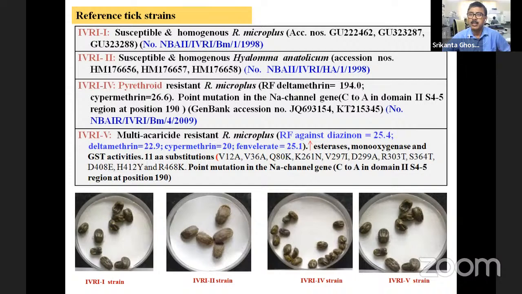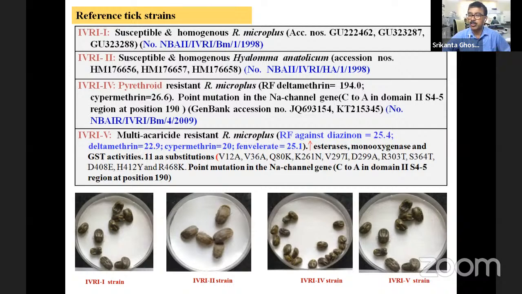Hyalomma anatolicum is another tick species. This is also transmitting disease. Those of you from Gujarat may have some idea, as you have read the newspaper reports some 6-7 years back about tick-borne CCHF, Crimean-Congo hemorrhagic fever, which is transmitted by Hyalomma anatolicum. And like malaria in humans, R. microplus transmits Babesia species in cattle. Another disease is bovine theileriosis, also transmitted by Hyalomma anatolicum. These ticks not only damage the host directly, they also transmit diseases.